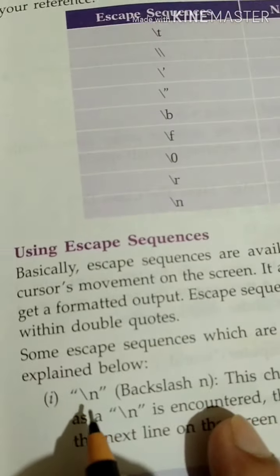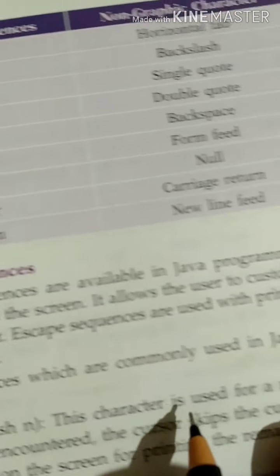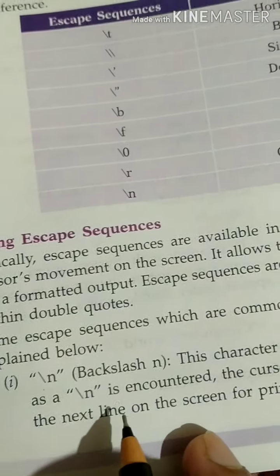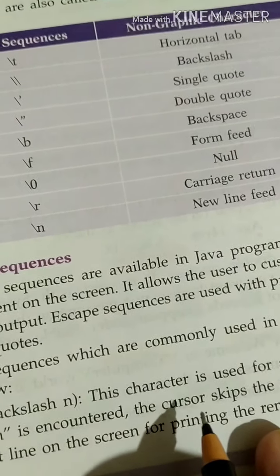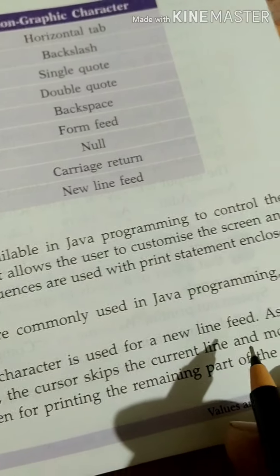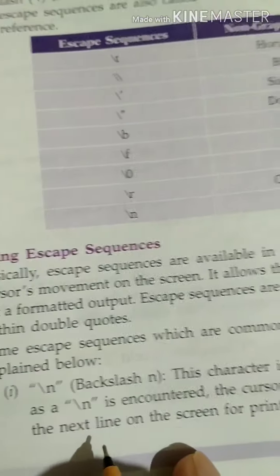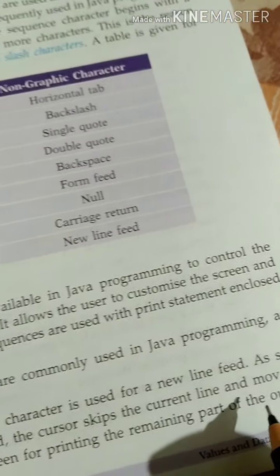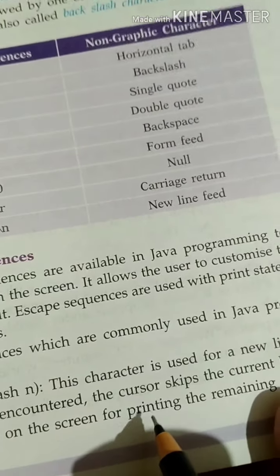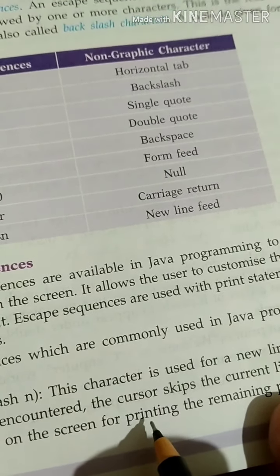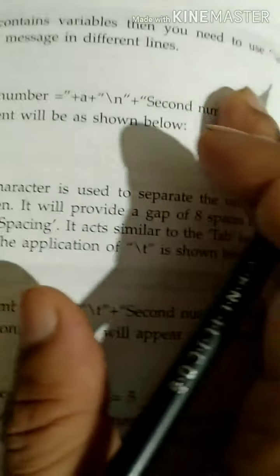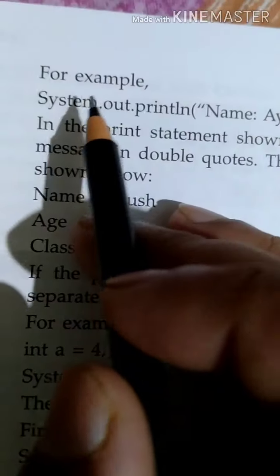First is backslash n. This character is used for a new line feed. As soon as backslash n is encountered, the cursor skips the current line and moves to the next line on the screen for printing the remaining part of the output. Printing here doesn't mean getting output on paper. Printing means displaying the result, the remaining part of the output. Printing means executing, displaying.